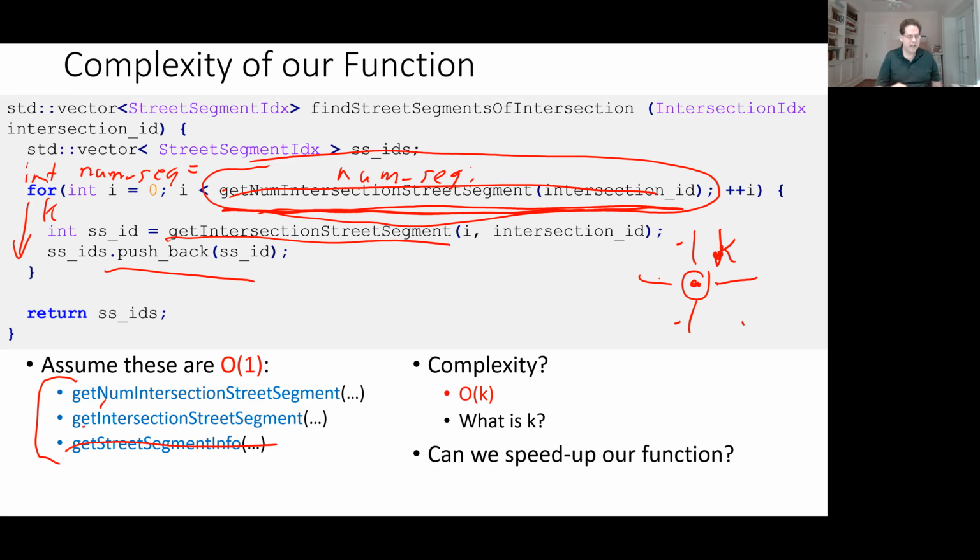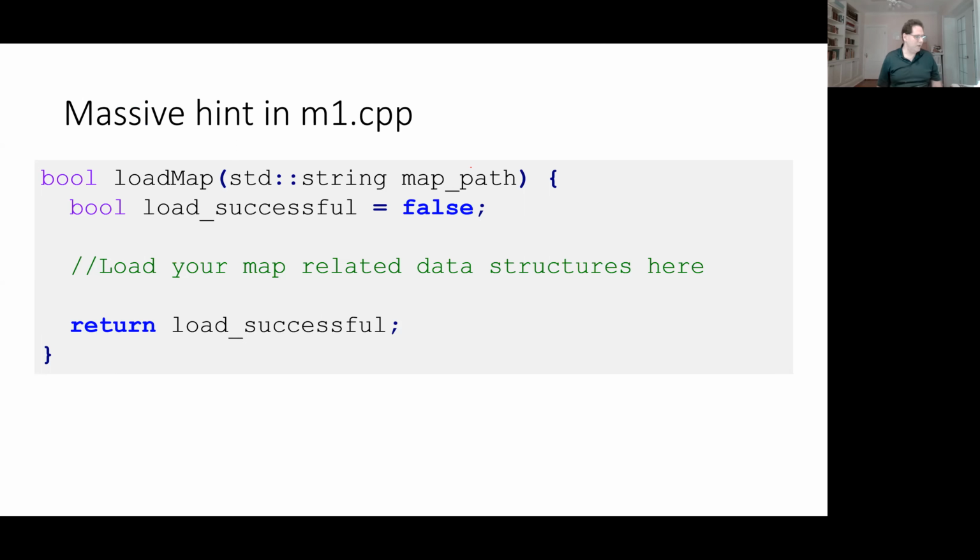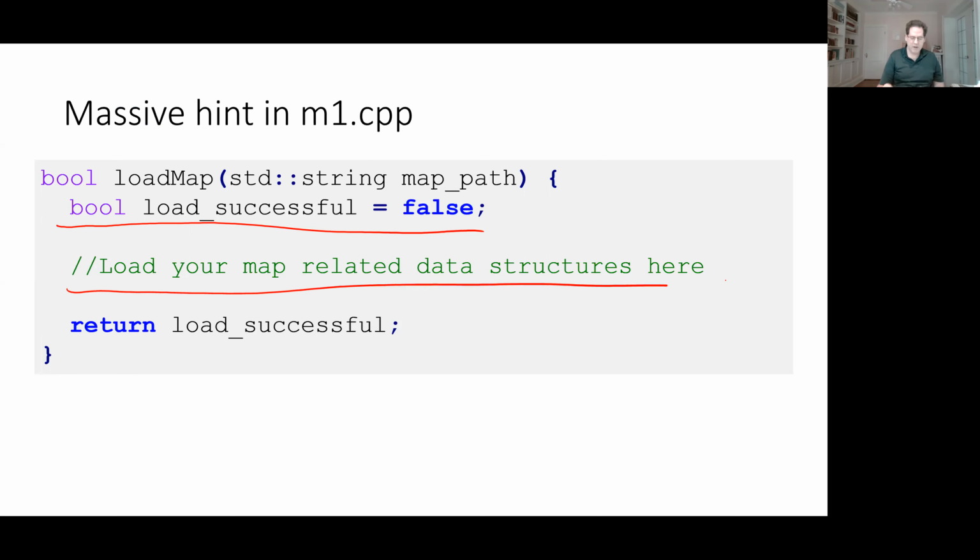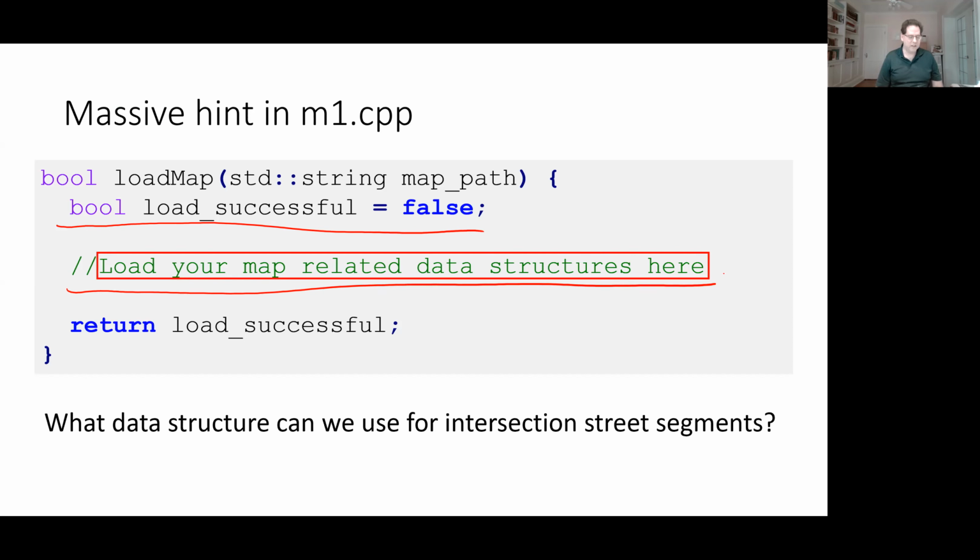So the other idea is you can't speed up by rewriting this code. All right, you have to go further. You have to make a data structure. So, and there's a big hint in m1.cpp. So you're given a skeleton that has this load map function, and it says load your map related data structures here. So you can load anything you want. So yeah, and I see that's what Sage is saying. Load everything in load map and then just grab them. And that's exactly the approach that we're going to use to make this faster.